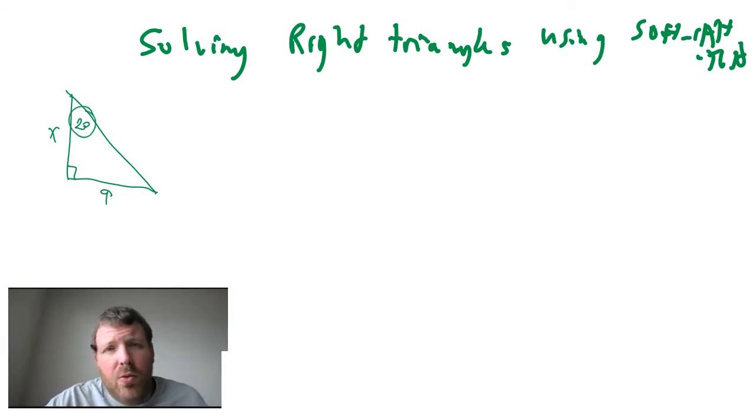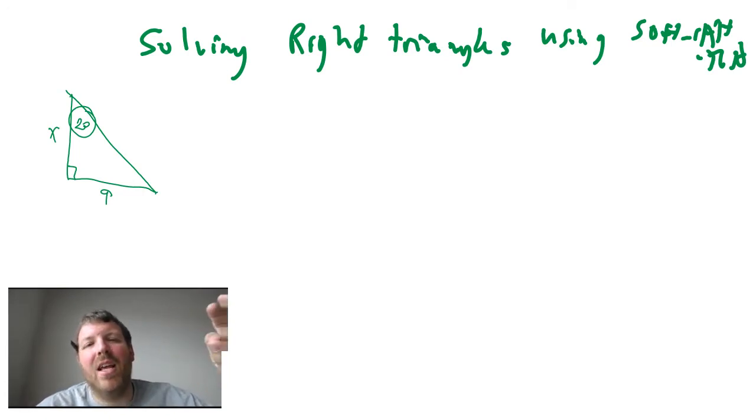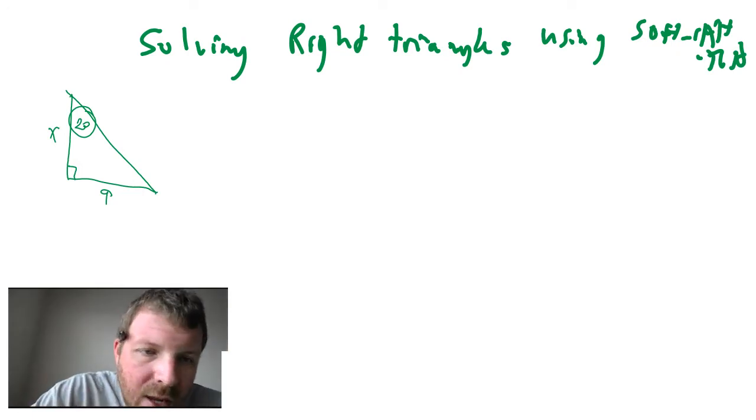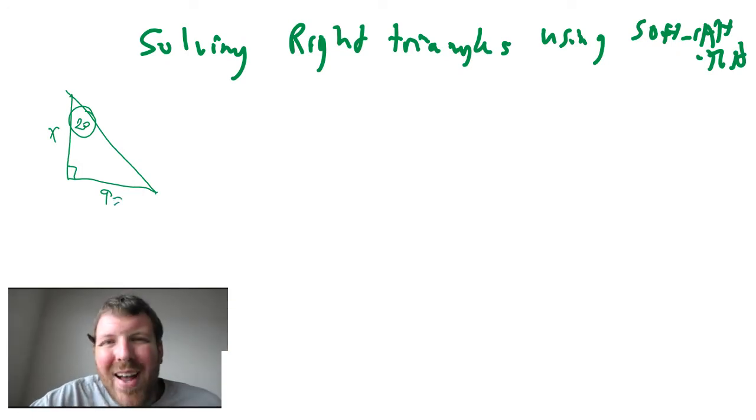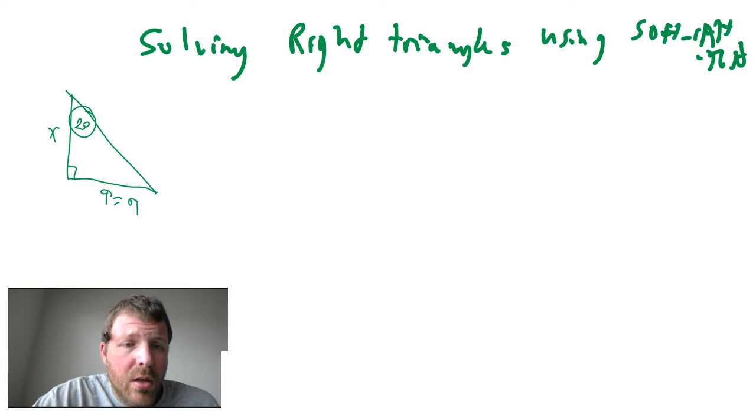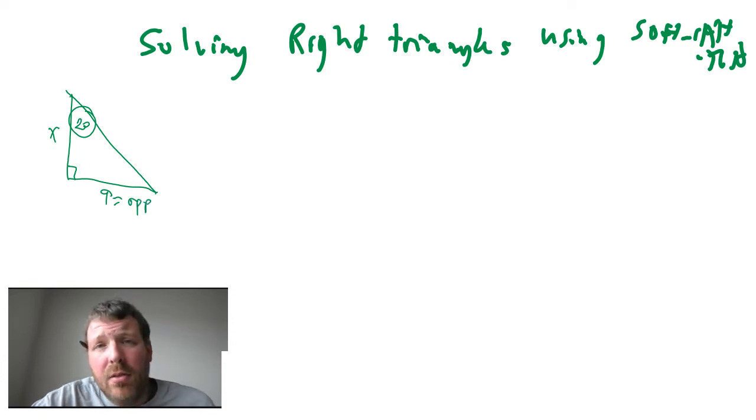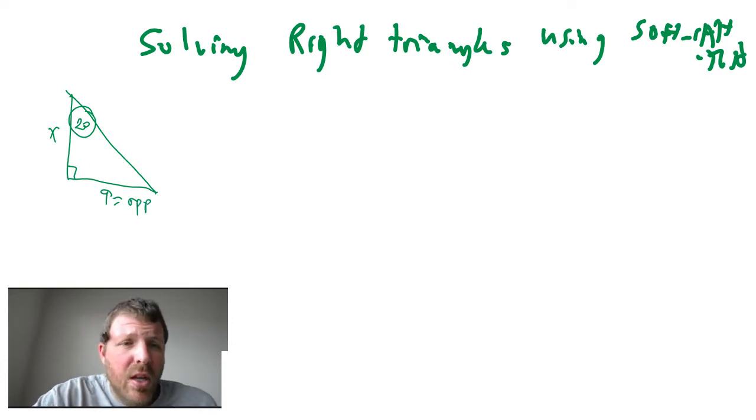I circle my angle. I say, okay, that's my angle of interest, okay? So I'm looking at that angle. In terms of this angle, what is 9? Is it the adjacent? Is it the hypotenuse? Or is it the opposite? Well, it's the opposite, right? It's the opposite of that angle. And what is x? Well, the x is the adjacent, the thing we're trying to find.